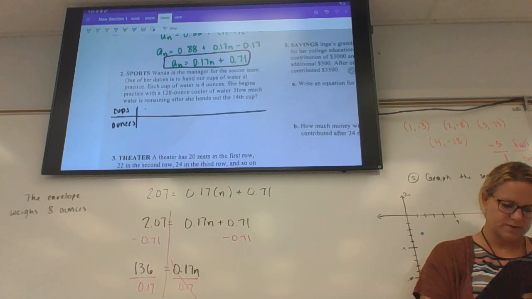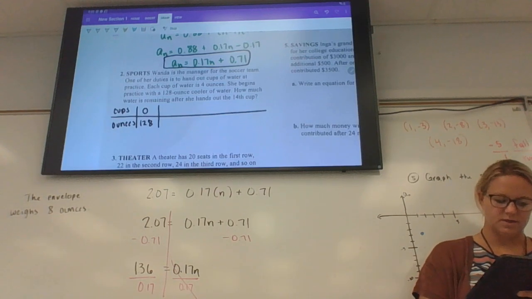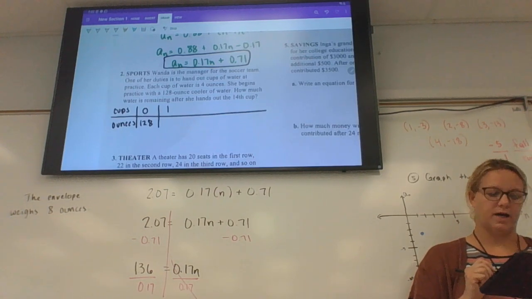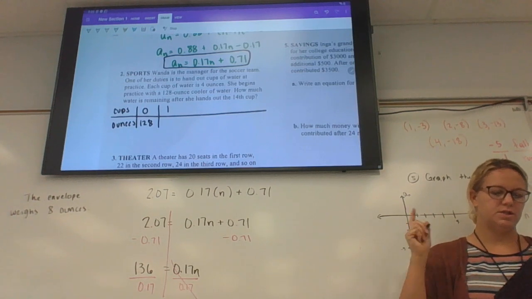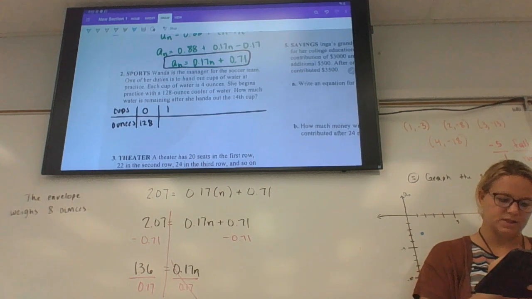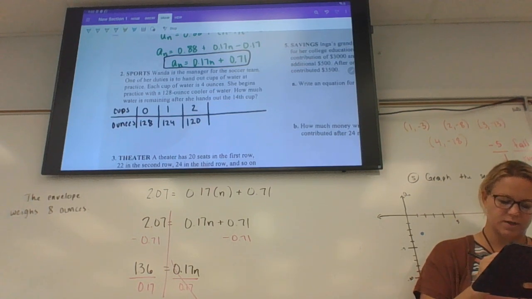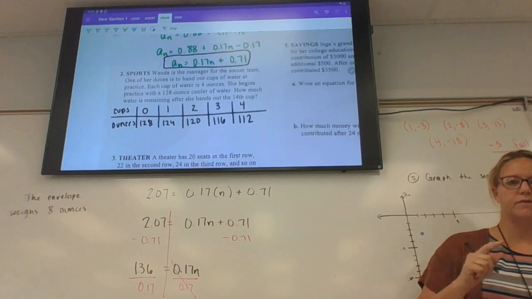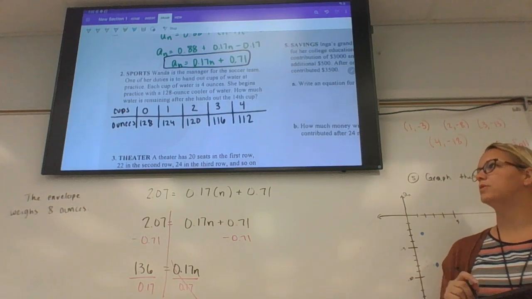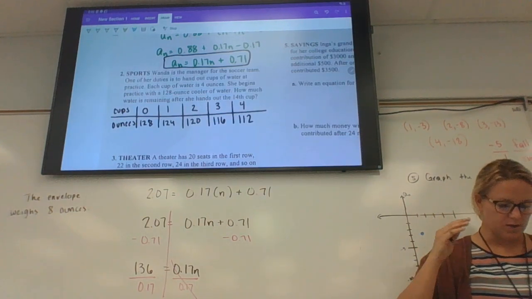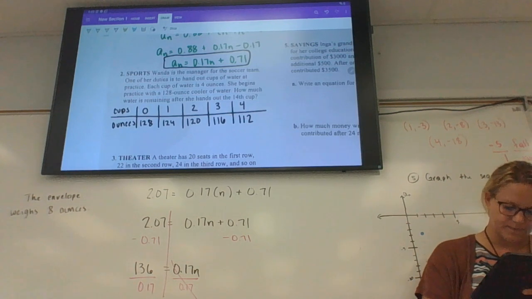All right, when I've given 0 cups away, there's 128 ounces. I've given 1 cup out. Each cup is 4 ounces. So I'll have 124 left. After 2 cups, I'm down to 120. After 3 cups, I'm down to 116. Every cup that the manager pours out is 4 ounces. So it's going down 4 every time.